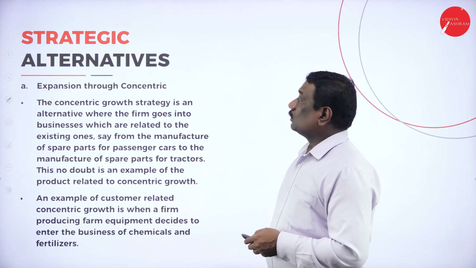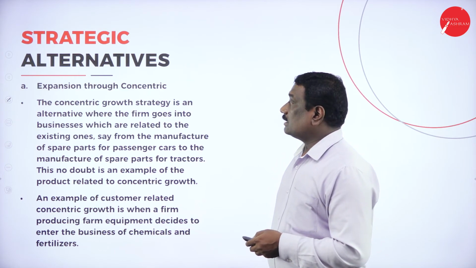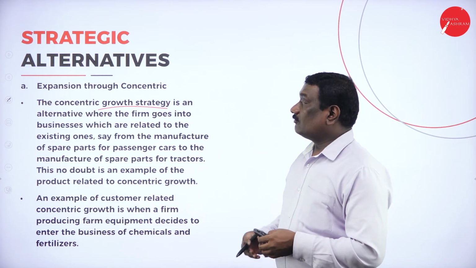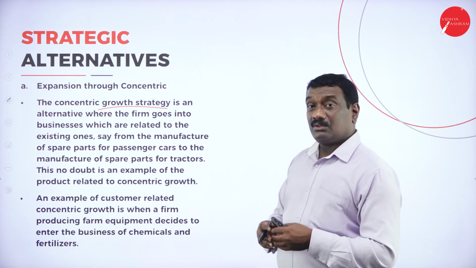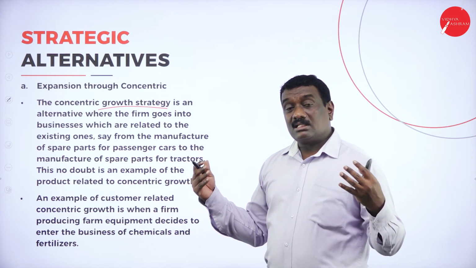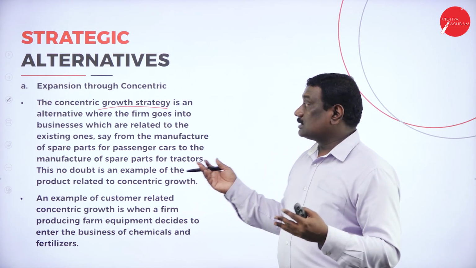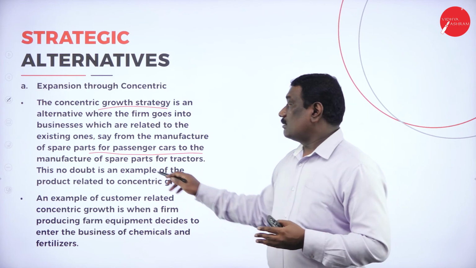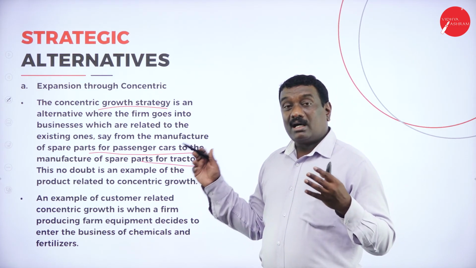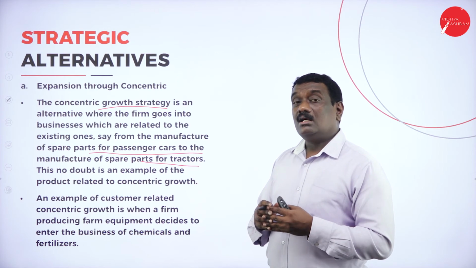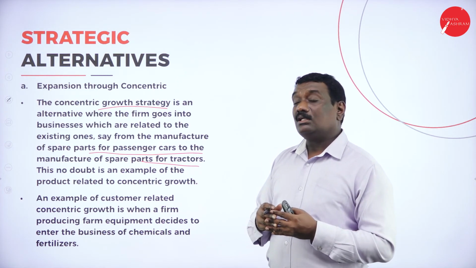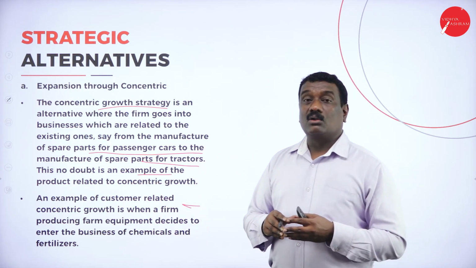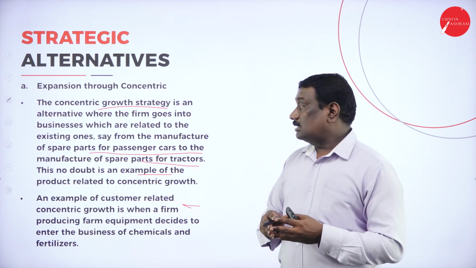So expansion through concentric growth is an alternative strategy where the firm goes into businesses which are related to the existing ones. Under this, the firm will merge with another business of the same line, say a manufacturer of passenger car parts with a manufacturer of tractor parts. So the manufacturers of spare parts of a car will merge with the manufacturers of spare parts of a tractor. This is an example of product-related concentric growth.